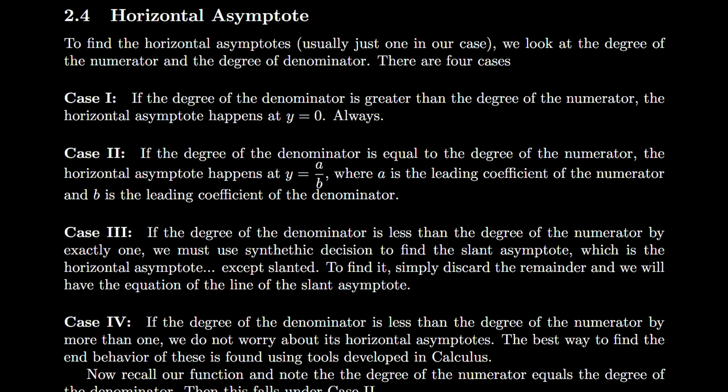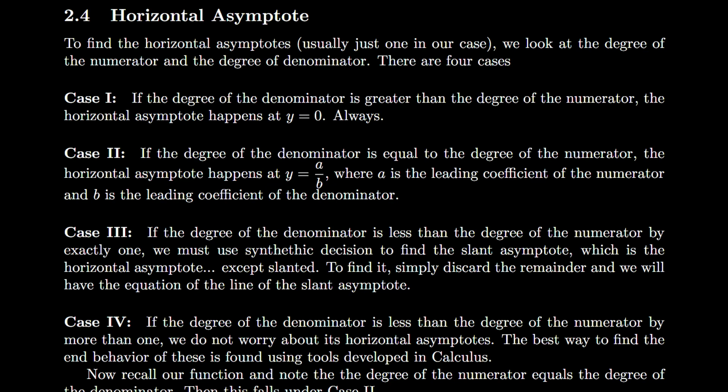So to find the horizontal asymptotes, rather, there's usually just one for us. We look at the degree of the numerator and the degree of the denominator. There's only 4 cases between the degree of the numerator and the degree of the denominator. Case 1 says this: if the degree of the denominator is greater than the degree of the numerator, then the horizontal asymptote happens at y equals 0. Always. So if the degree of your denominator is greater than the degree of your numerator, the horizontal asymptote happens at y equals 0. Always.